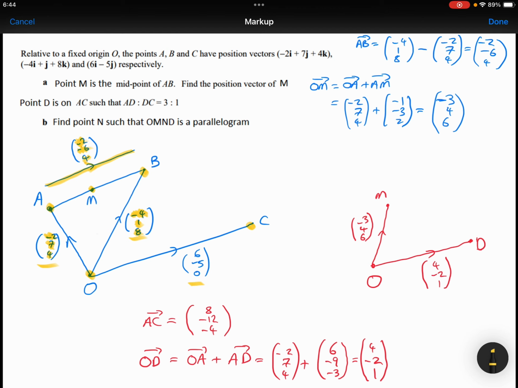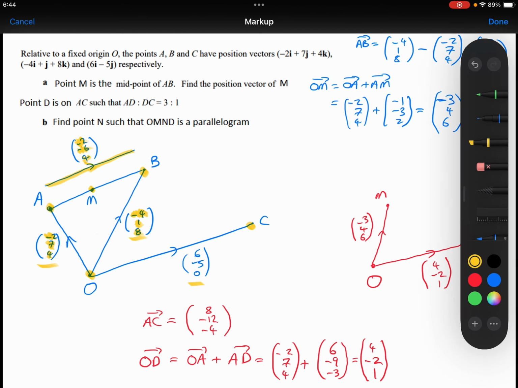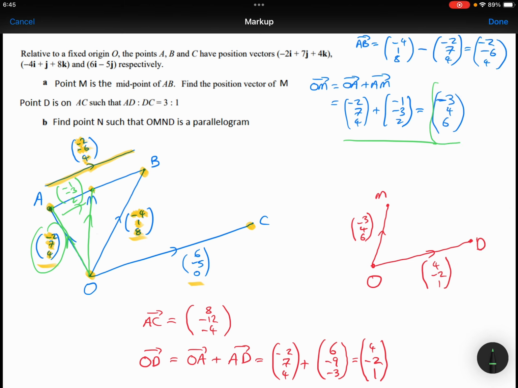I'm then going to half that to work out the A to M vector, because we were told that M was the midpoint. So halving that, we get (-1, -3, 2). So I can now work out the position vector of M by doing O to A plus A to M. That's what I've done there. And so this is my position vector of point M.